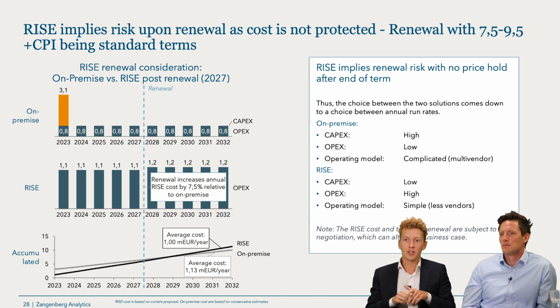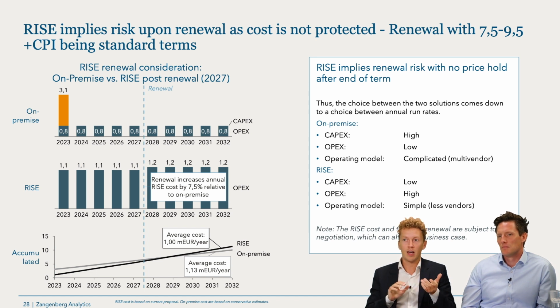The other one is that if you are on-premise, that also means that you do have the OPEX protected. In this purchase example here, it will be 800,000 euro a year. Whereas with the RISE, you don't have that cost protection in the next period. So you need to account for a potential increase.